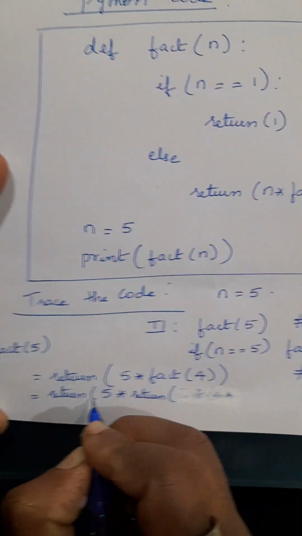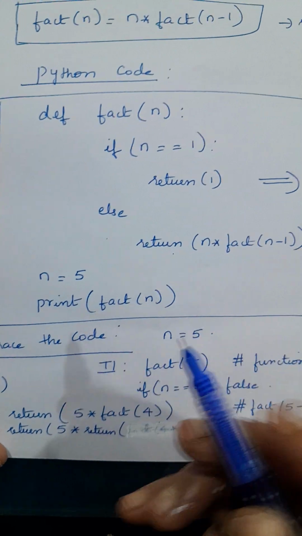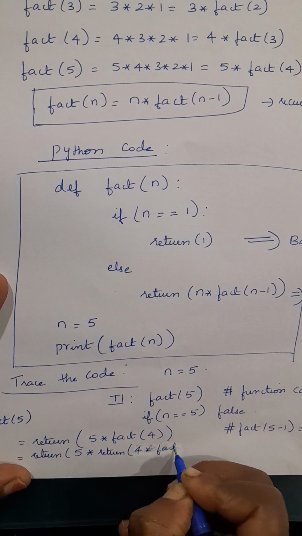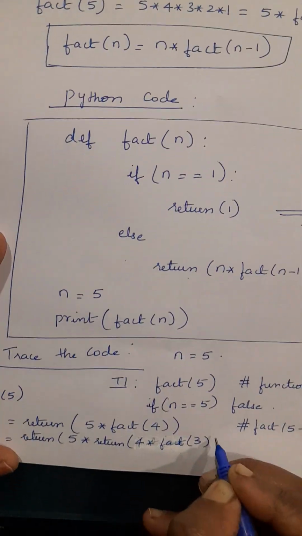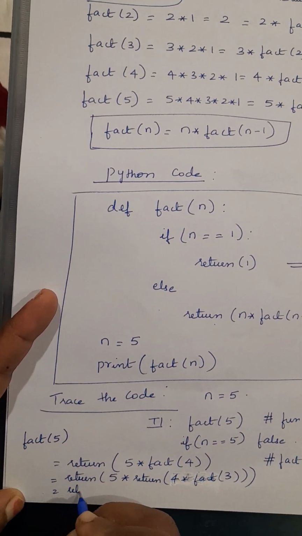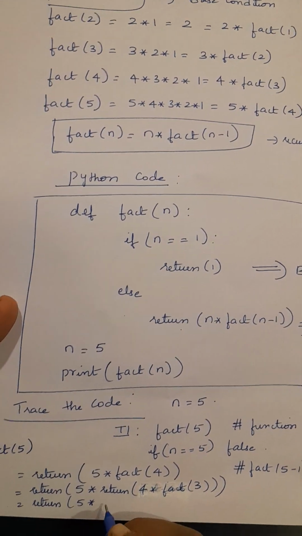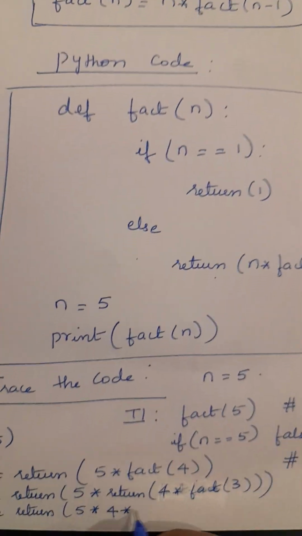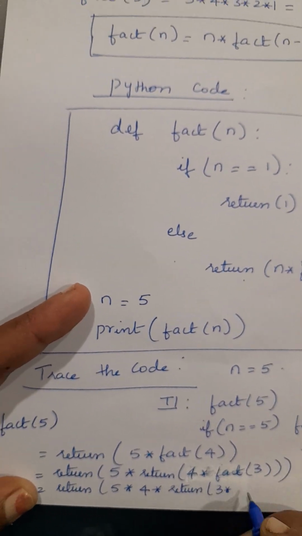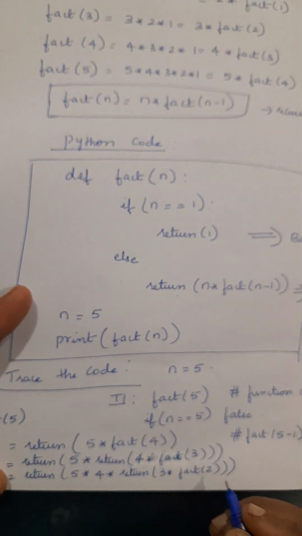Okay, a small correction, it is written 5 into, now fact of 4 becomes, what is fact of 4? Since it is not equal to 1, it will move here. So, I am returning n. So this becomes 4 into fact of 4 minus 1, it becomes 3, right? Now, again, return 5 into, I am returning what? 4 into fact of 3, that becomes 5 into 4 into fact of 3, becomes again return 3 into fact of 2. Right?